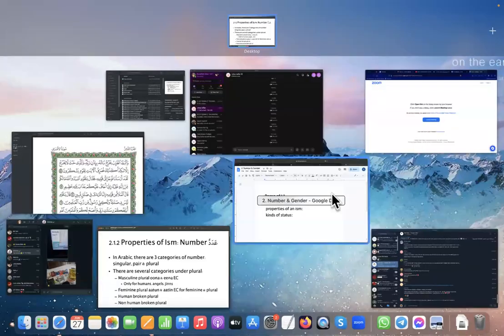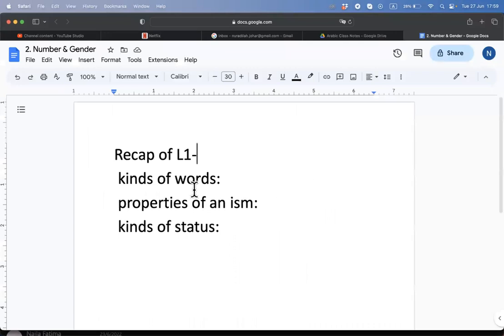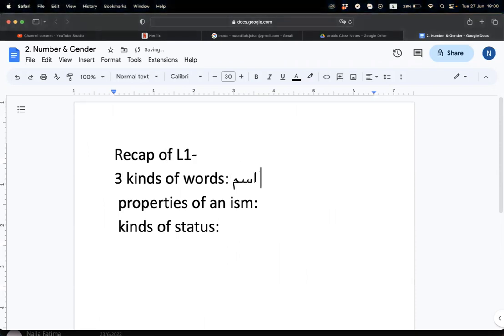Before we start with today's topic, let's recap a bit from the first lesson. How many kinds of words do we have in Arabic? Three kinds of words: ism, fi'l, and harf. Good. And then, how many properties of ism? Four. Good. What are the four properties?